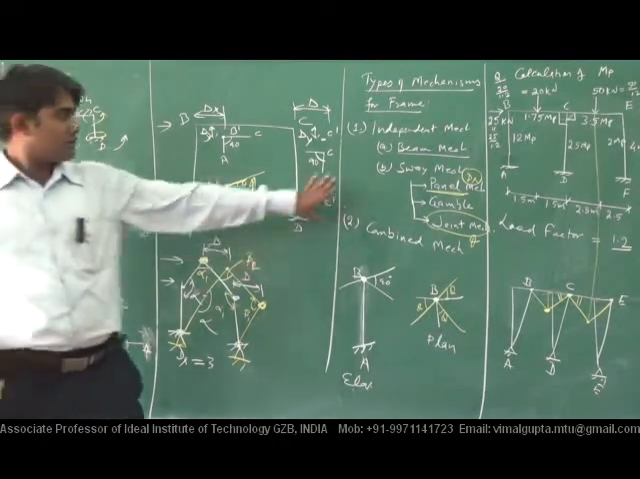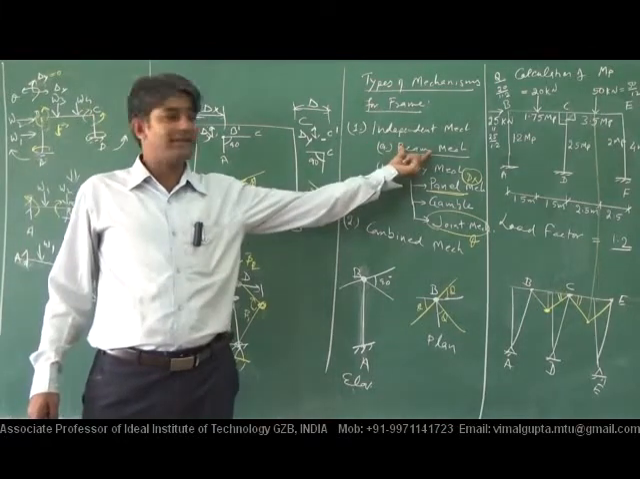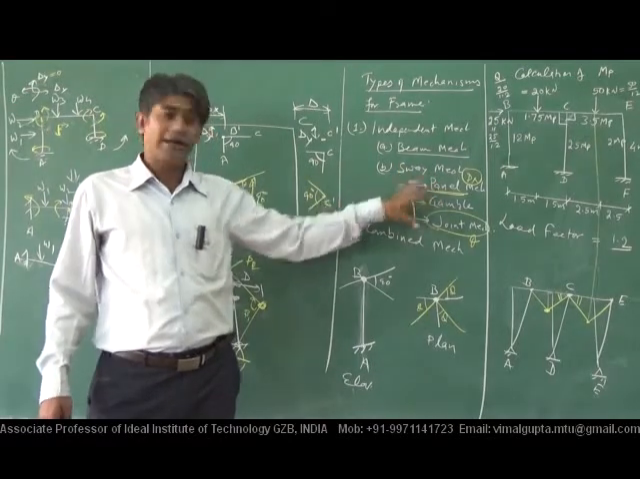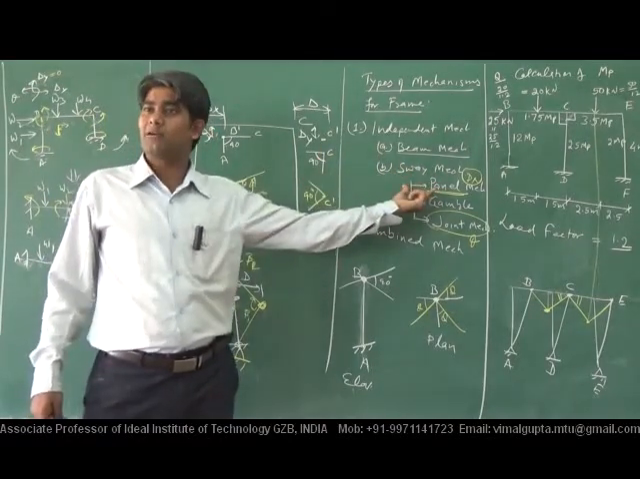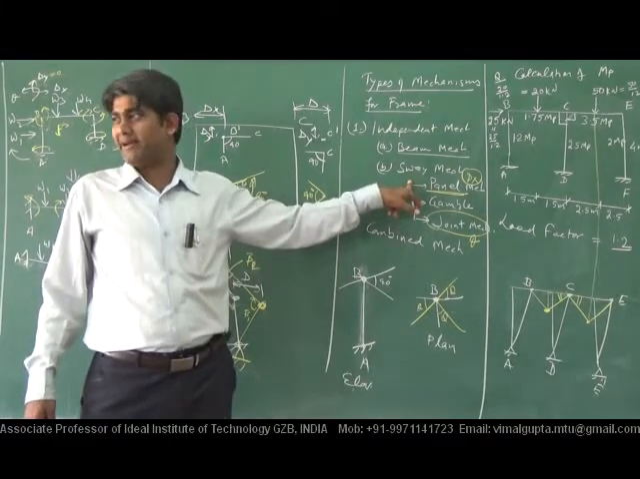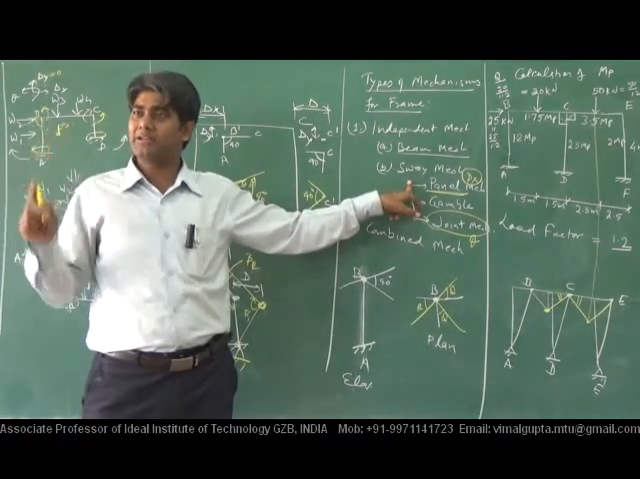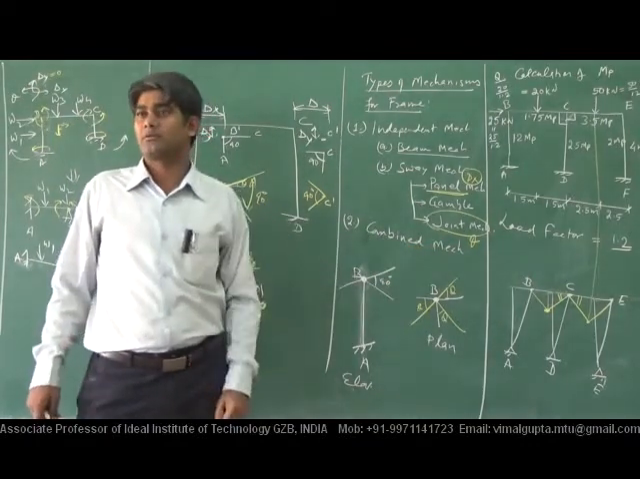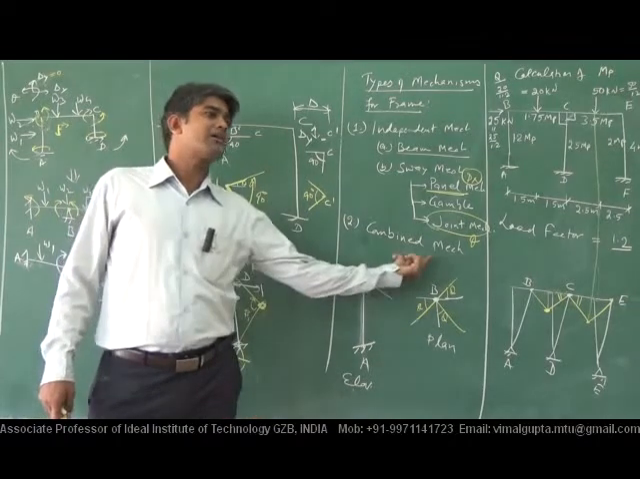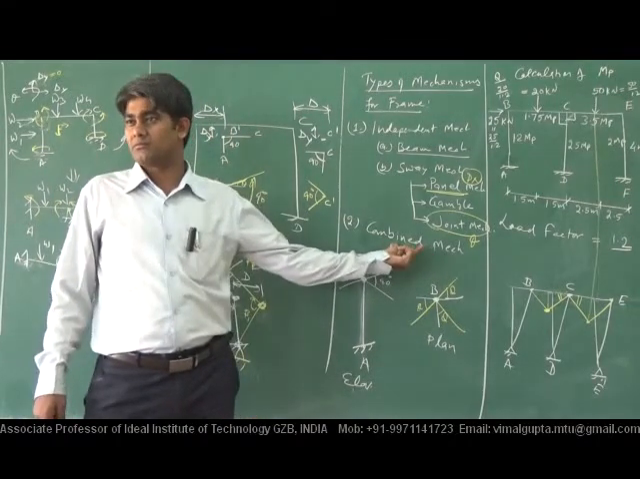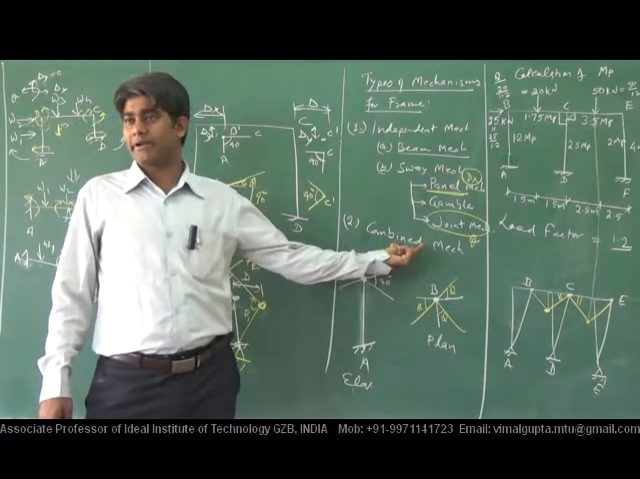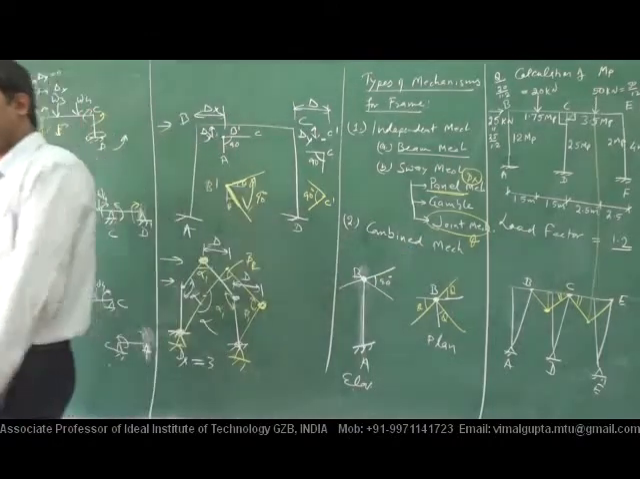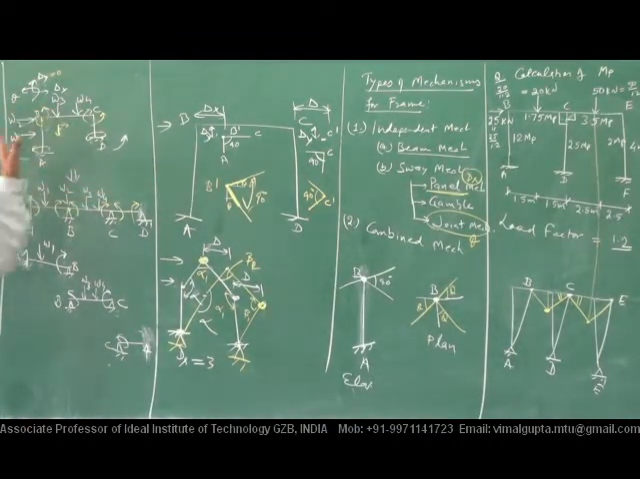So we have discussed the objective of the beam mechanism. We have discussed about the objective of the sway mechanism. How it will rotate? Sway mechanism means rotation. Joint displacement has been considered. Now I will discuss what is the objective behind combined mechanism. The objective is that the entire structure has to be considered.